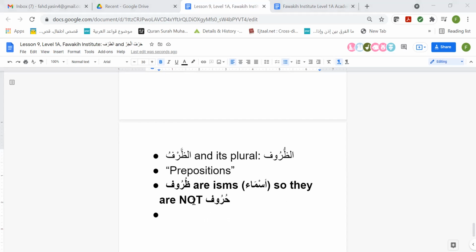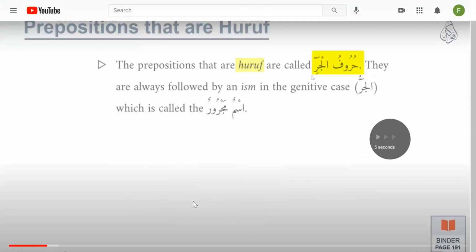Now, I'm sure you guys have learned there's some common dhuruf. By the way, just like with huruf al-jar, you have to memorize them. There's no way to determine what is a harf jar. You have to memorize them. Similarly, you have to memorize the dhuruf. There's certain patterns, but there's not really a rule for it. You just kind of have to know that these are dhuruf, okay?